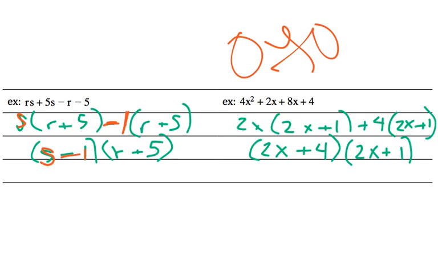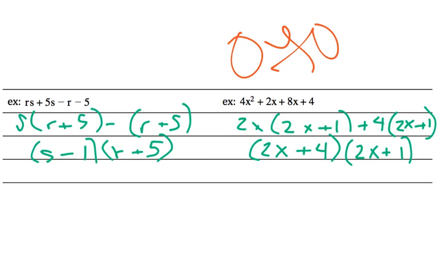So here is s times r, same as rs. I'd have to flip the order of it. Here's 5s, there's my outer. Here's minus r, that's my inner. And here's negative 1 times 5 to give me minus 5. That one checked out just fine.